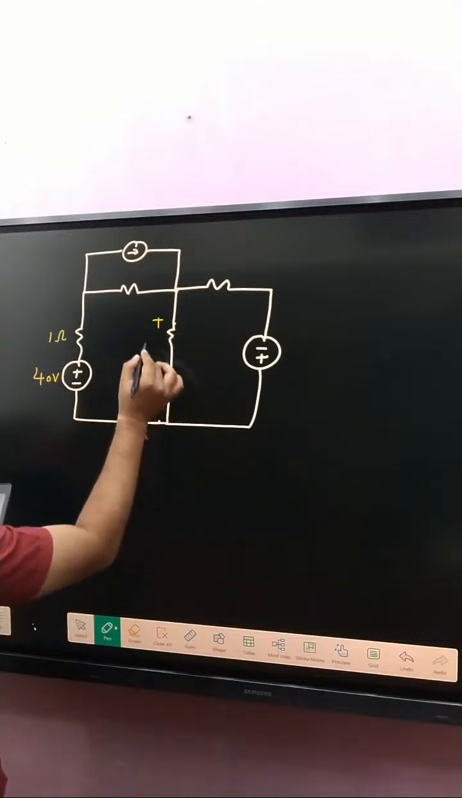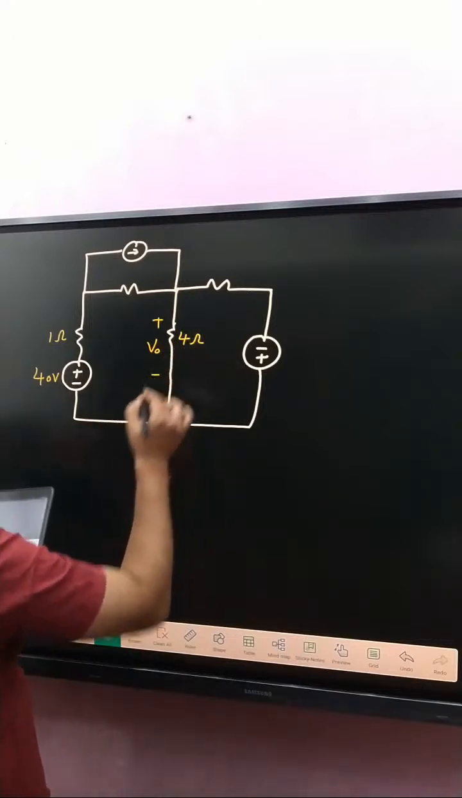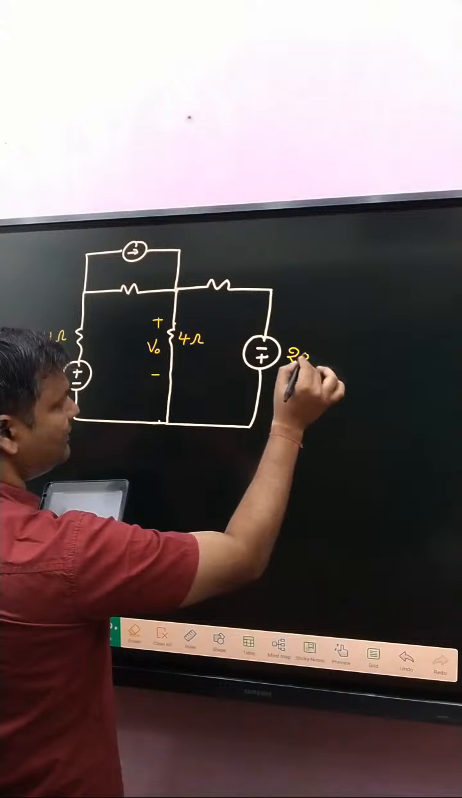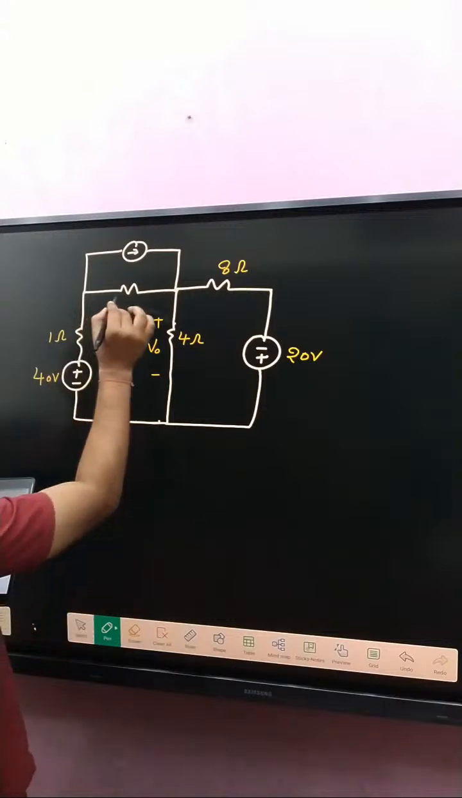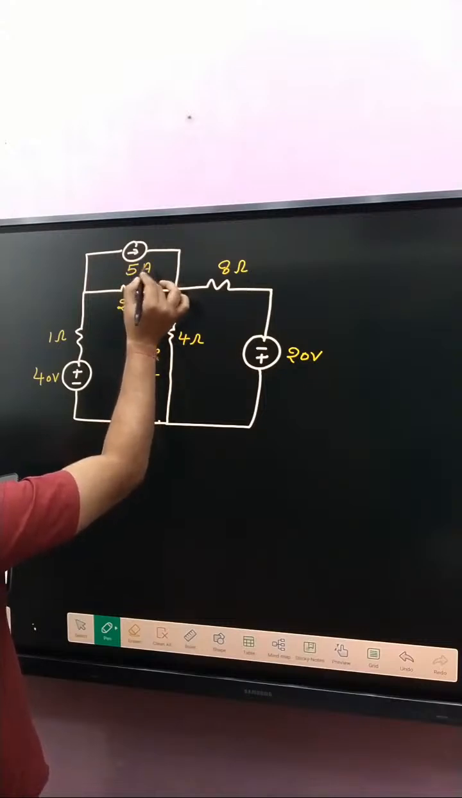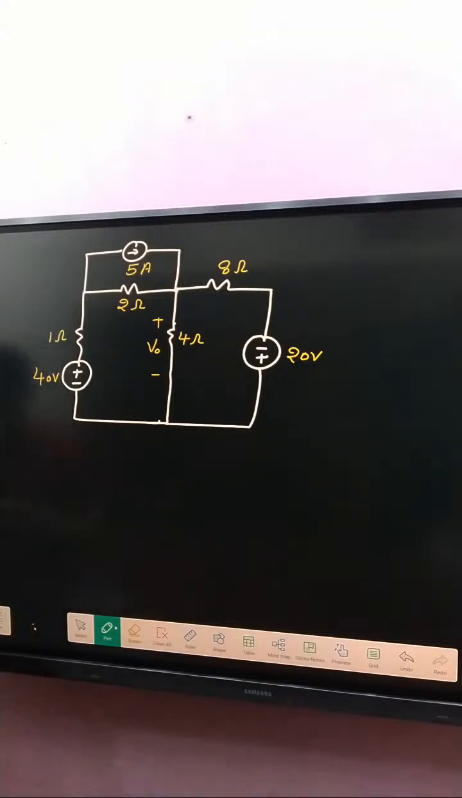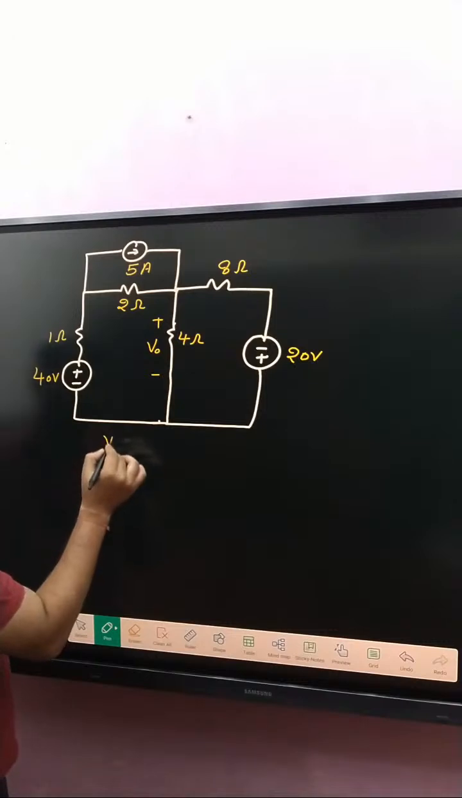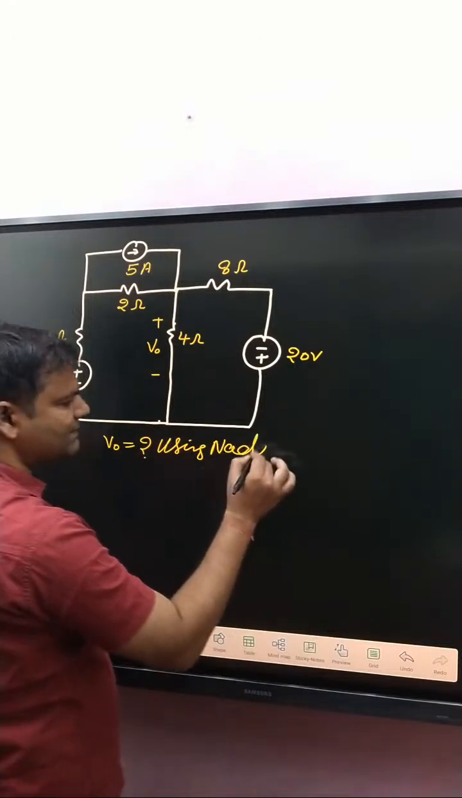Our motto: determine V naught. And that one is 4 ohm, and that is 20 volt, and that one is 8 ohm, and that one is 2 ohm. And what about current in current source? That is how much? 5 ampere. Our motto: determine V naught using nodal analysis.